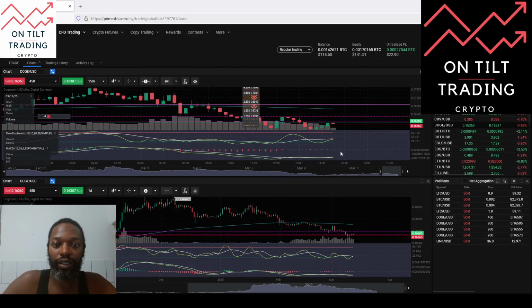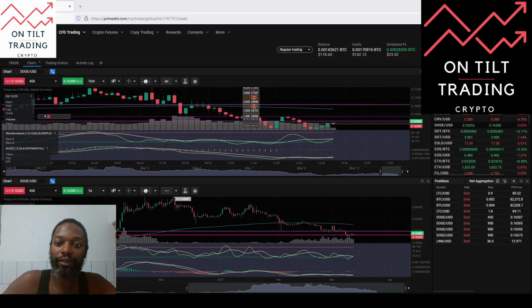Let's review my trade on Dogecoin today. To put my charts into perspective, this is the candlestick area. This is a volume profile. This is the slow stochastic, and this is the MACD.